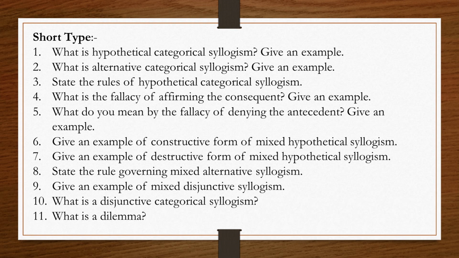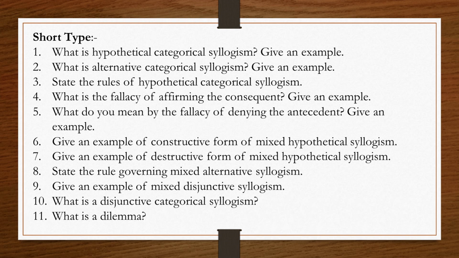one example. If the sun is there then there will be light. There is sun, therefore there is light. What is an alternative categorical syllogism? Give an example. So here you write: the major premise is an alternative proposition, the minor premise is a categorical proposition, and the conclusion also is a categorical proposition. You give an example: Simma cannot be a student both in Ravenshaw College and in Salabala College. She is a student of Ravenshaw College, therefore she is not a student of Salabala College.